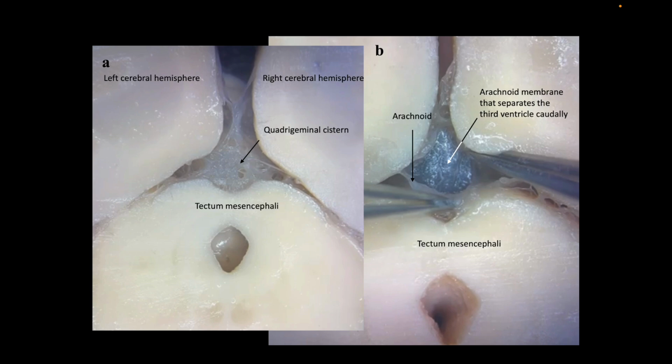But on figure B, on the right side, you see that if we move this quadrigeminal cistern and we move this arachnoid, we identify that at the end, we see a membrane that is arachnoid, that serves as a wall that separates the quadrigeminal cistern from the third ventricle.